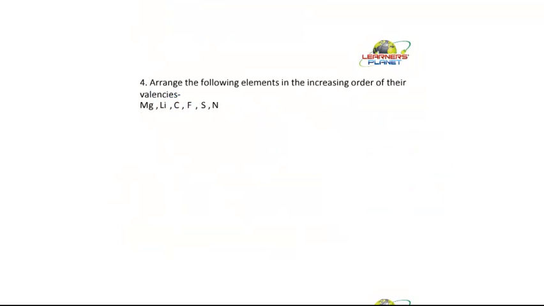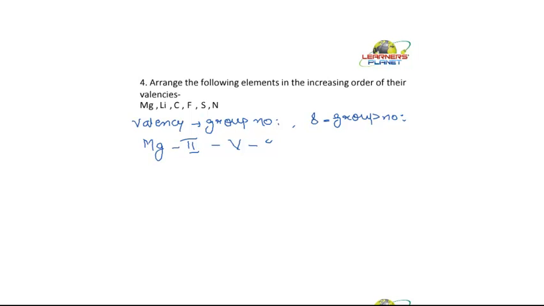Now let's take up our next question here, students. It is, arrange the following elements in the increasing order of their valencies. Now what is a valency? Valency is either the group number, or it is 8 minus the group number. Okay. Now magnesium, it belongs to which group? It belongs to second group. So what is the valency here?